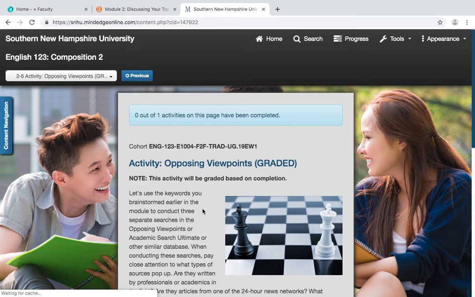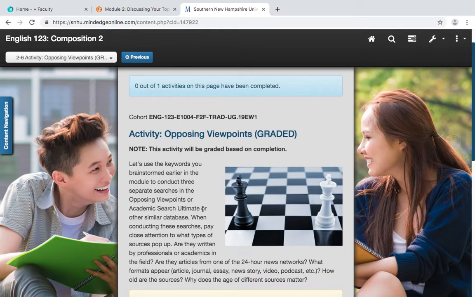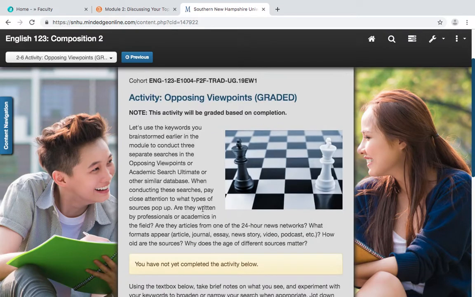All right, and then there's a graded activity. This is the final graded activity for Module 2. It's called Opposing Viewpoints. This activity will be graded based, again, upon completion. Let's use the keywords you brainstormed earlier in the module to conduct 3 separate searches.